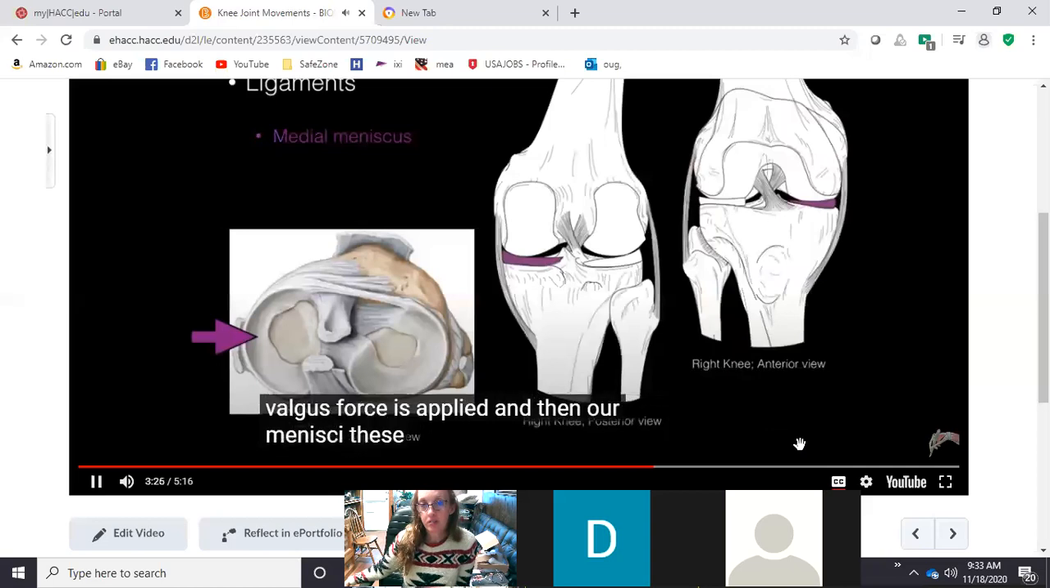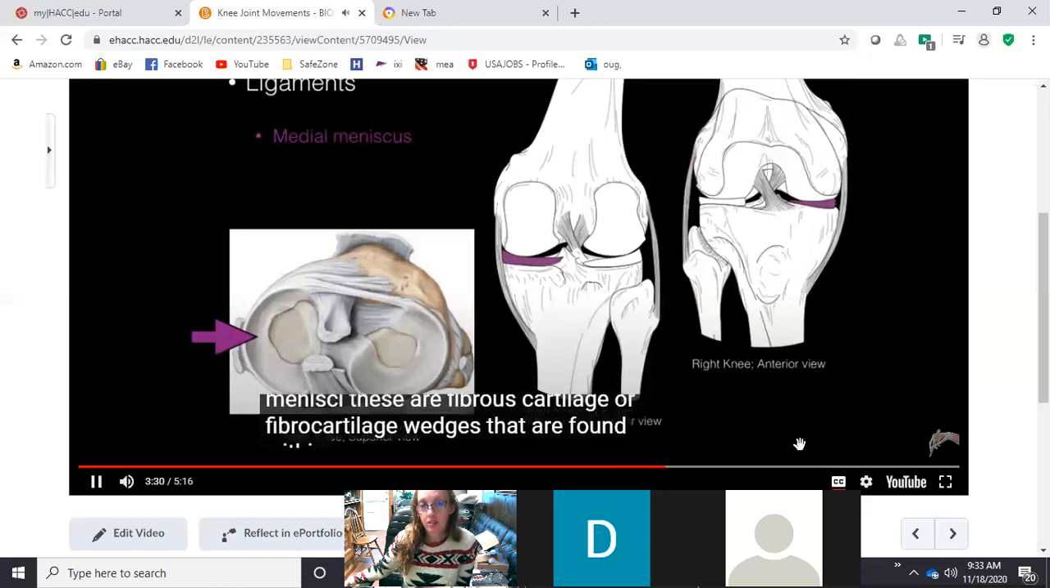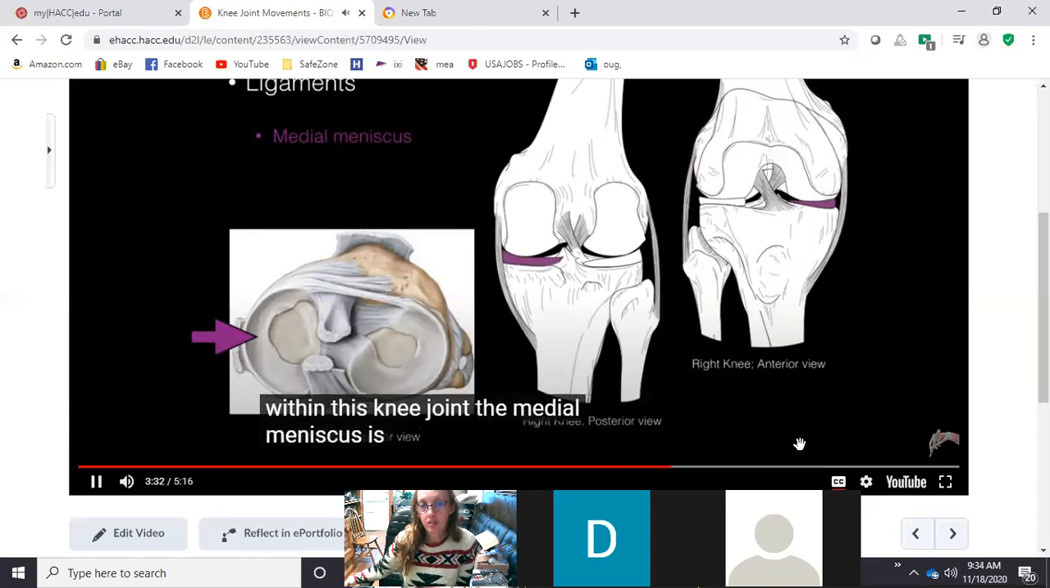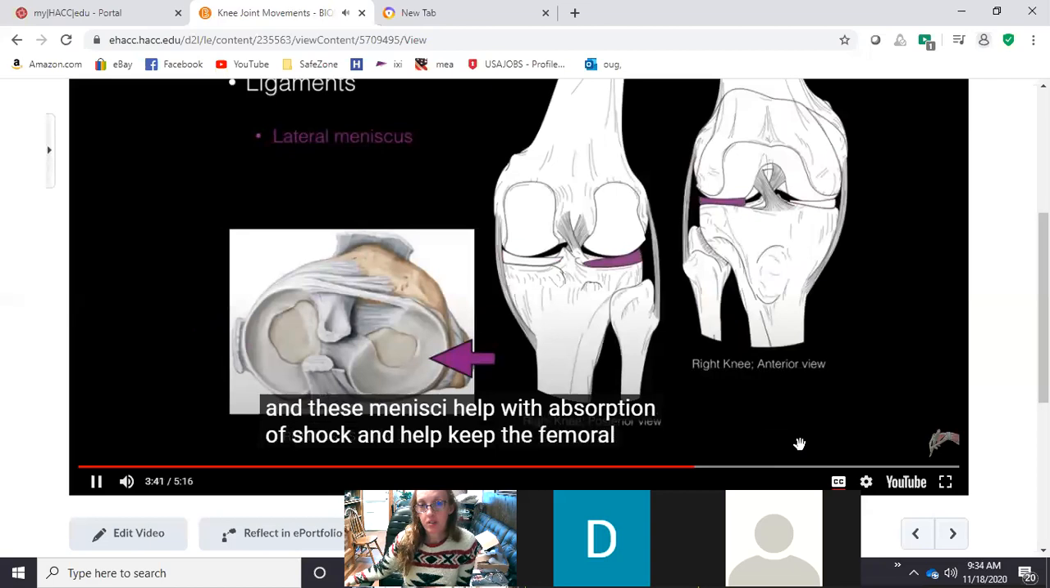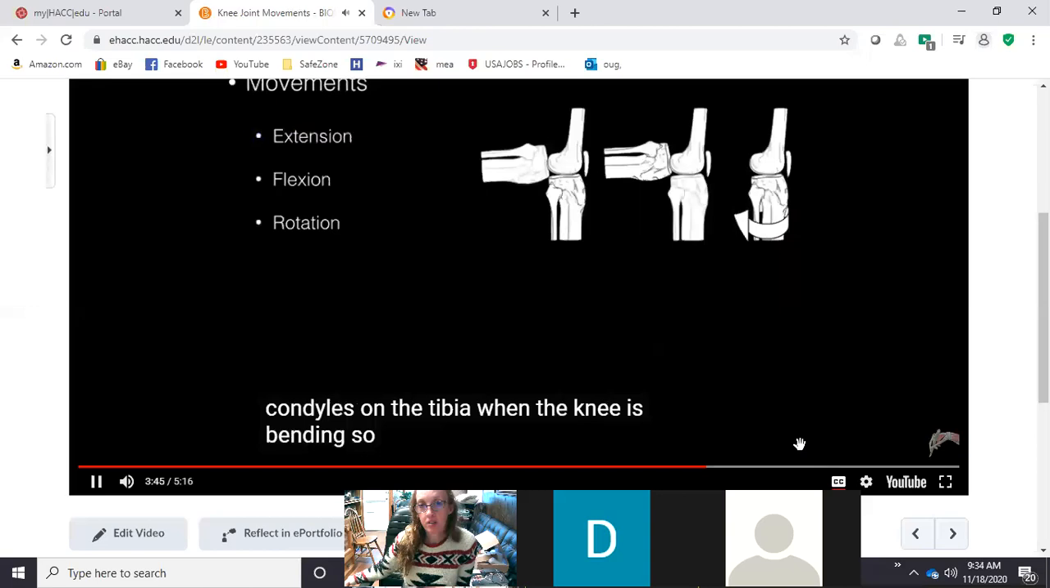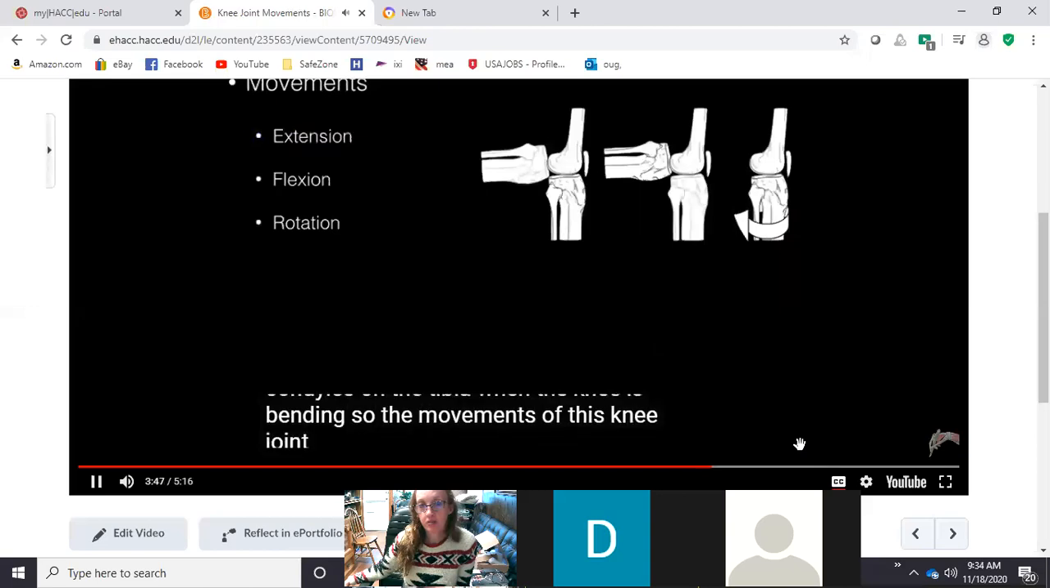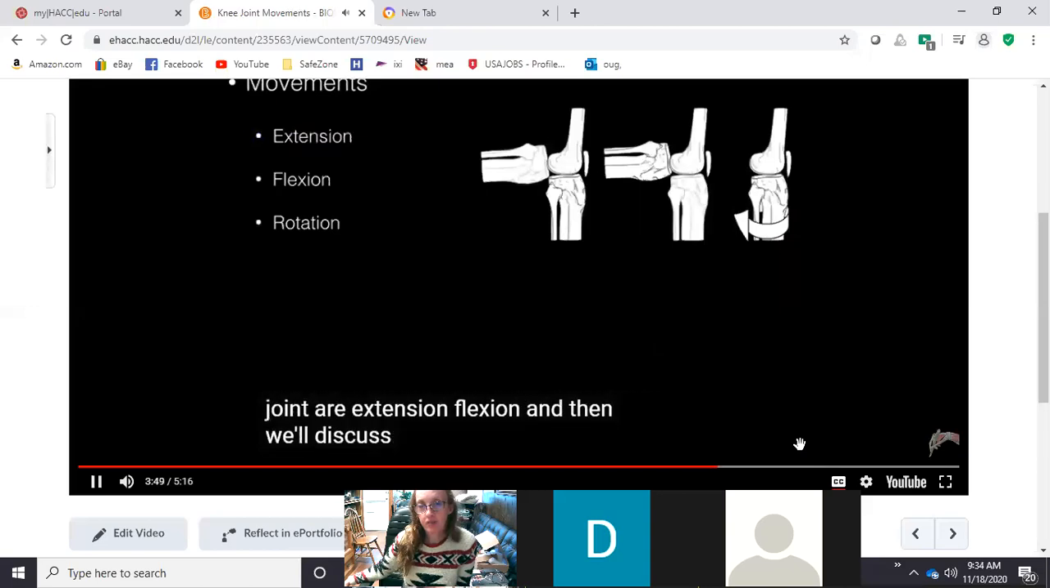And then our menisci. These are fibrous cartilage, or fibrocartilage, wedges that are found within this knee joint. The medial meniscus is illustrated there in purple, and then the lateral meniscus as well. And these menisci help with absorption of shock and help keep the femoral condyles on the tibia when the knee is bending. So the movements of this knee joint are extension, flexion, and then we discuss this rotation.